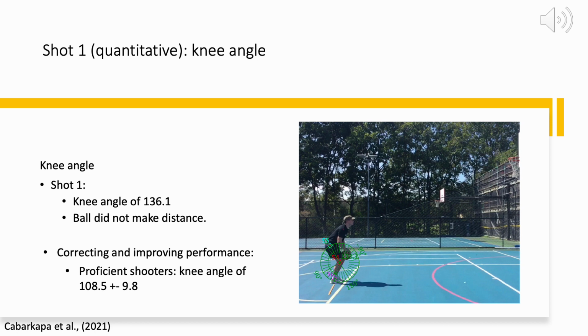Using the tracker software, the angle could be found where the body was in the preparation phase of the movement. As seen in the snapshot, an angle of 136.1 degrees was identified. Research showed that proficient shooters shot at a knee angle of 108.5 degrees, plus or minus 9.8. This means that the shooter needs to reduce flexion of the knee in order to improve performance.